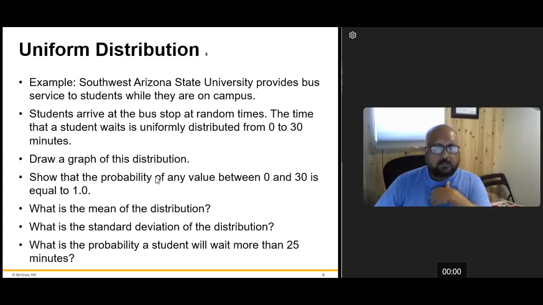That's given to us. So first we have to draw the graph of the distribution and then show that the probability of any value between 0 and 30 is equal to 1. That's 100%. And then we have to find the mean of the distribution and also the standard deviation of the distribution. And we know the formulas already, we saw. And what is the probability that a student will wait more than 25 minutes? Then we have to find that. So let's take a look at this.